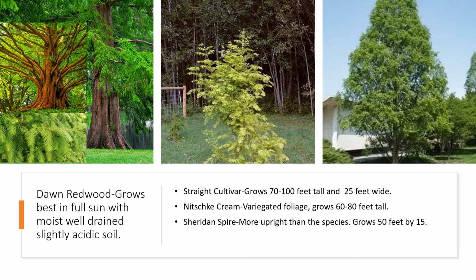The straight cultivar grows 70 to 100 feet tall and about 25 feet wide. So it grows more tall than wide. It's pretty much straight up early on. And then in the middle, there's Nitschke's Cream, which is a variegated type. And you can't really tell that closely in the picture, but it almost looks like it's just kind of a little bit chlorotic, but it is supposed to be that way. It'll get about 60 to 80 feet tall. And then on the right there, we have Sheridan Spire, which is a smaller cultivar. It is more of an upright species than the regular species. It grows about 50 feet tall, about 15 feet wide.